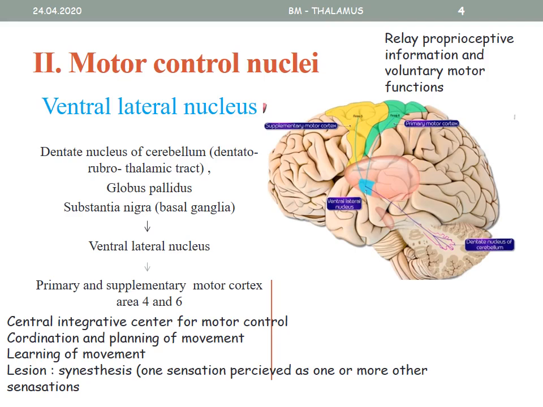These informations are passed to the ventrolateral nucleus and they project to the primary and supplementary motor cortex, areas 4 and 6. So what are the functions? They are the central integrative center for motor control. They coordinate and plan movement. They are involved in learning of movement. The lesion will cause synesthesia.